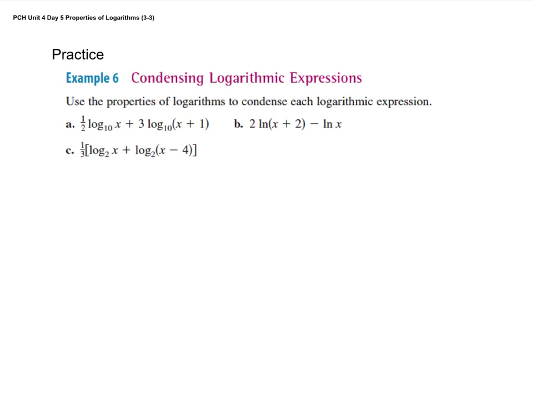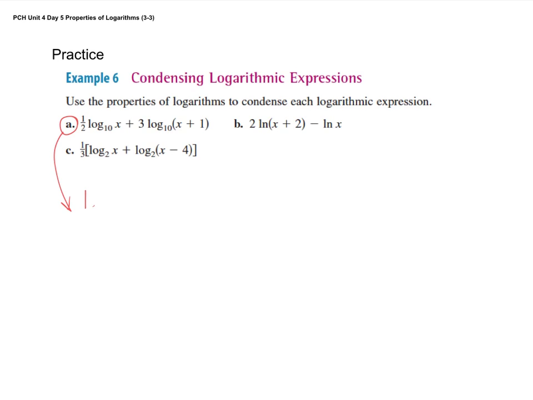All right, let's try a couple where we are condensing these. Let's condense A first of all. We have 1/2 log base 10. Why do they put a log base 10? I don't know. Because we can just put log, right? So how would we first of all simplify 1/2 log base 10 of x?